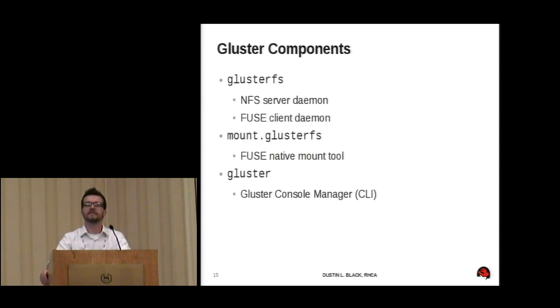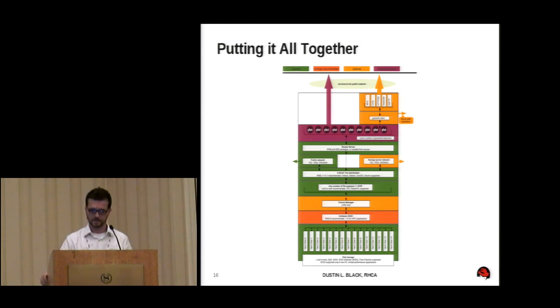Then you have the glusterfs process. This is going to serve a couple of functions on the system. One of those primary functions is as the NFS server. You'll see it running on the server side. You're also going to see this running on the client side, handling the Fuse communications. And then as far as the user tools that you're going to interact with, the mount.glusterfs tool is the Fuse native mount tool. And then there's the gluster command, which is going to be your management interface for actually working with the Gluster daemon.